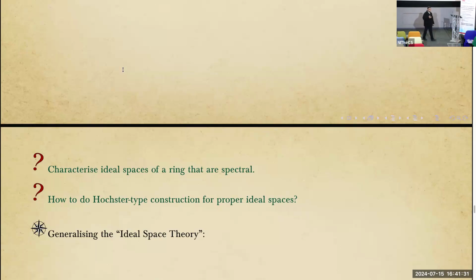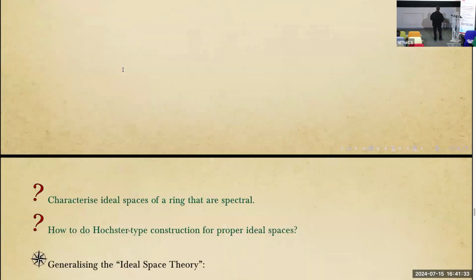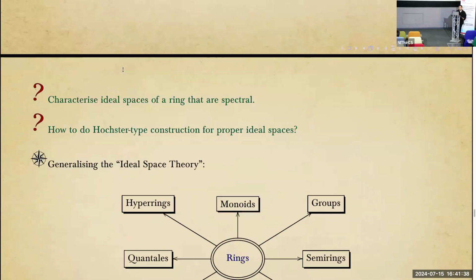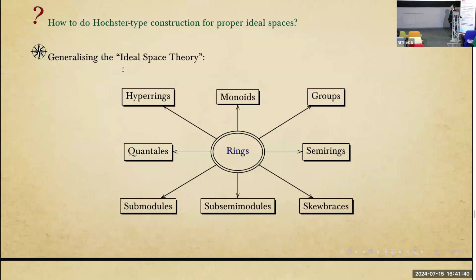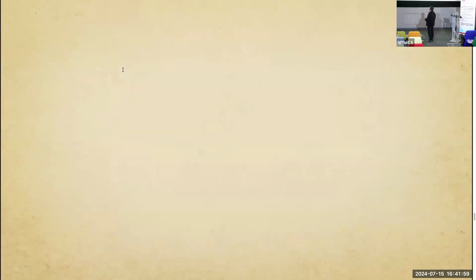Can you do the same thing for other mathematical structures? And yes, you can do similar kinds of topological studies on hyperrings, on monoids, on groups, on quantales, on semirings, on skew braces. If you take submodules, different types of submodules have definitions. And if you take a semiring and then take sub-semimodules, you can endow the same kind of topology and study these things. So you have quite open choices there.